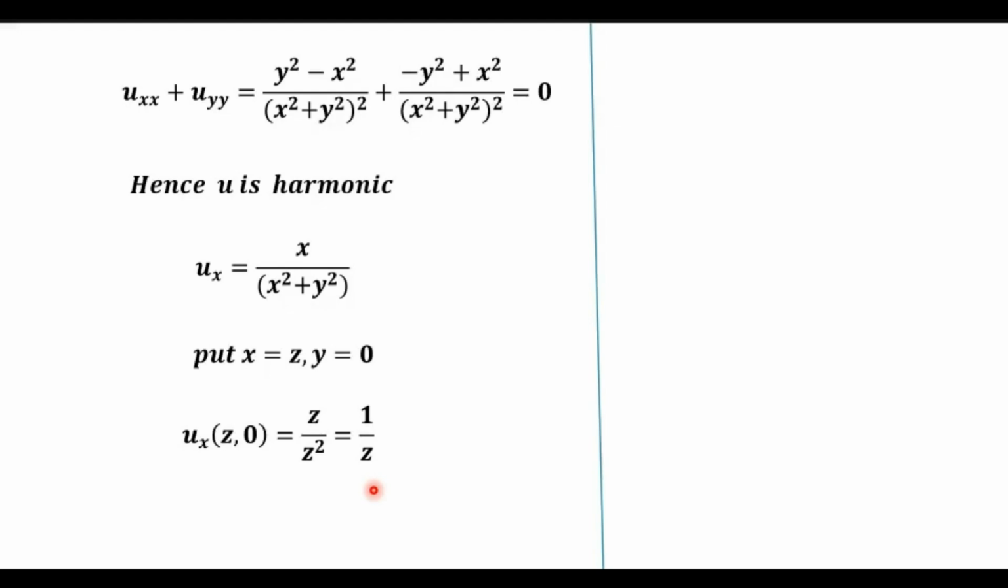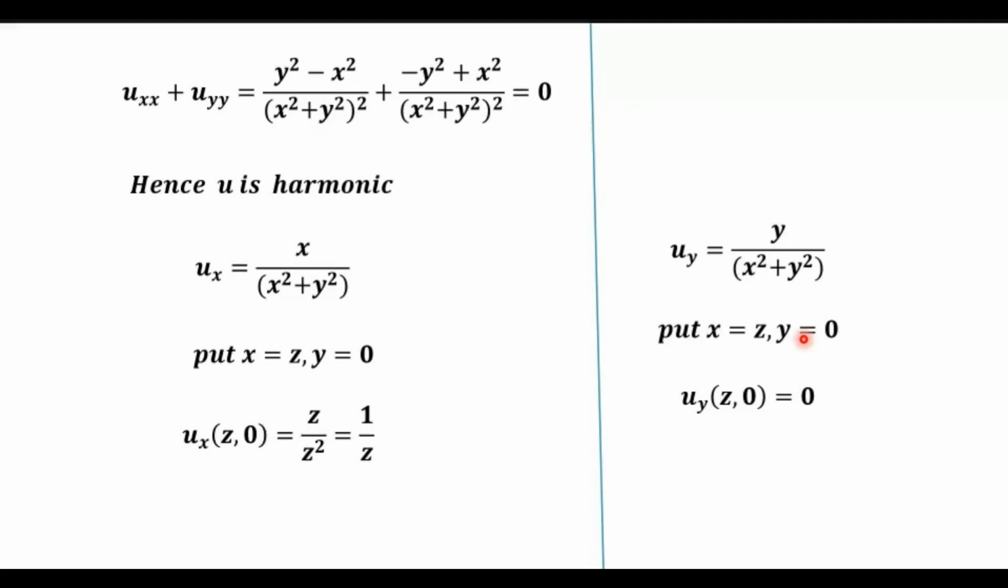Okay? Substitute. This is to find the analytic function. To find the analytic function when u is given. Then uy. Uy we have got y upon x square plus y square. Again put x is equal to z, y equal to 0. So uy will become 0. Our aim is to find the analytic function f of z.